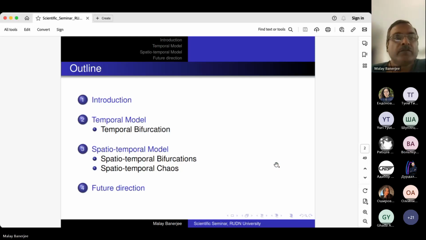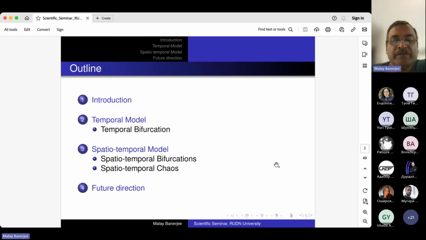First I'll give some brief introduction about pattern formation, and then I'll describe the temporal model on which we perform this kind of study. Then I'll come to the spatiotemporal model and talk about spatiotemporal bifurcation and spatiotemporal chaos. And towards the end, I'll mention some future directions in which we may pursue our research.